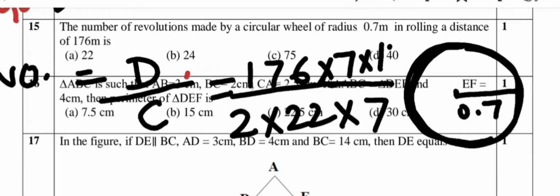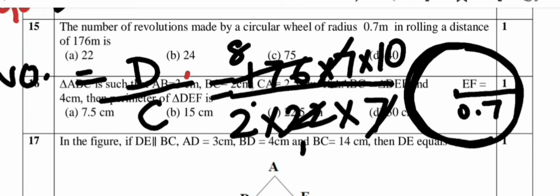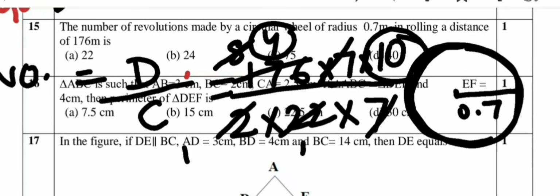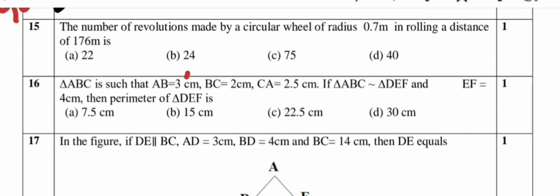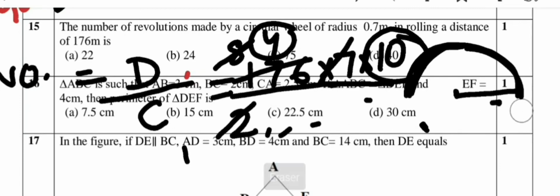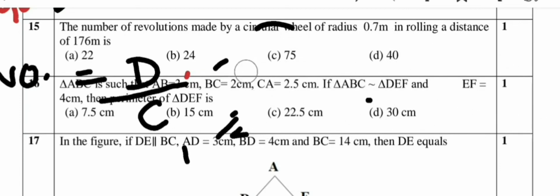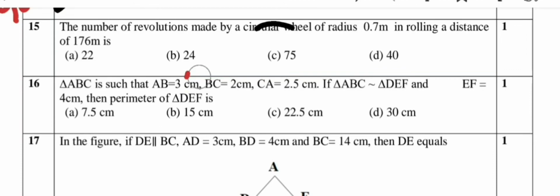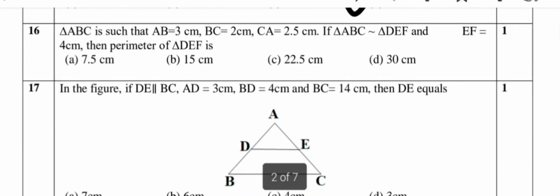We can put the value of pi as 22/7 and the radius is 0.7. 0.7 can also be written as 7 upon 10. 10 will go up. Now on simplifying this, 7 will cancel. 22 and 176 will cancel at 8. And then 2 and 8 can cancel. So we are left with 4 into 10. So our answer will be 40. So the wheel will make 40 revolutions. Let us find which is the correct option. Option D is the correct option.